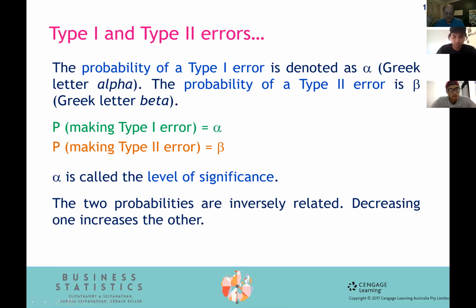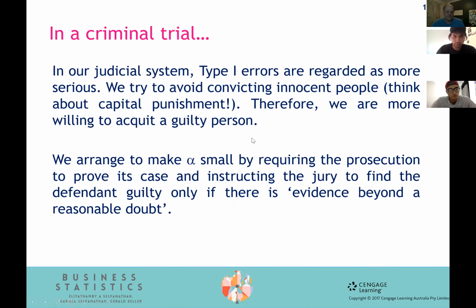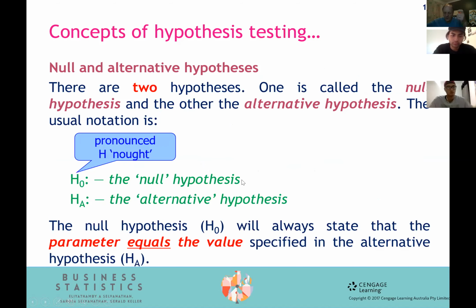Does that remind you of the previous work that we've done? It's related to that. We arrange to make alpha small by requiring a prosecution to prove its case beyond reasonable doubt. That reasonable doubt is 5%. Or in our statistical world, it's 5%.